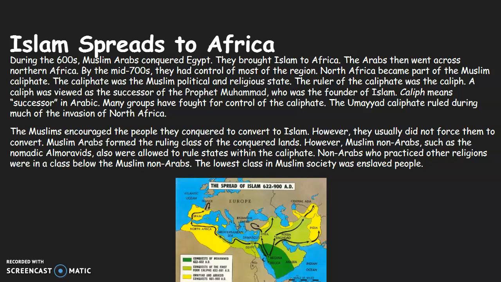They brought Islam to Africa. The Arabs then went across northern Africa. By the mid 700s, they had control of most of the region. North Africa became part of the Muslim Caliphate.